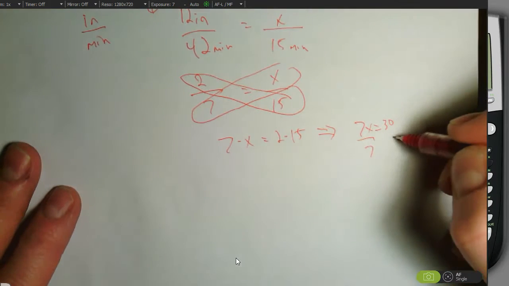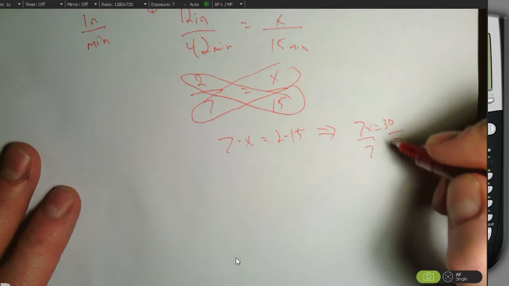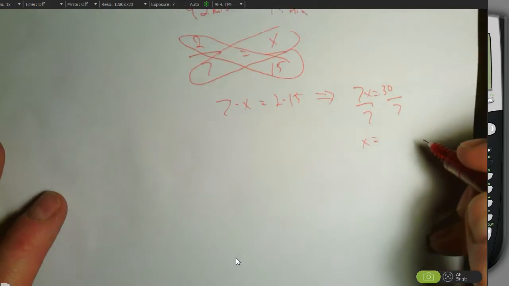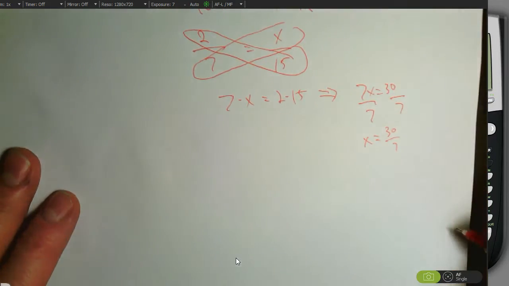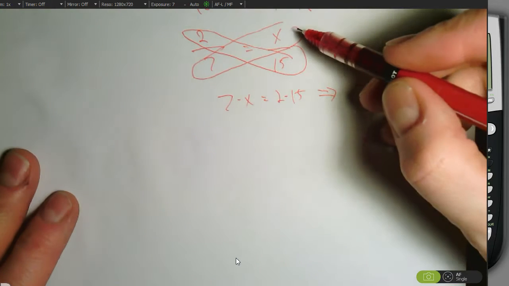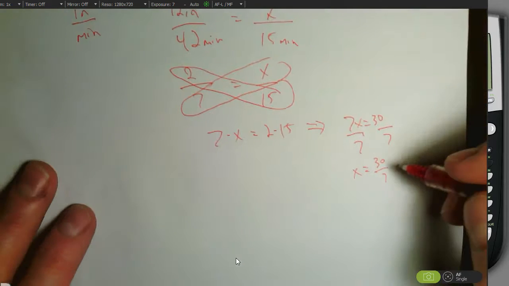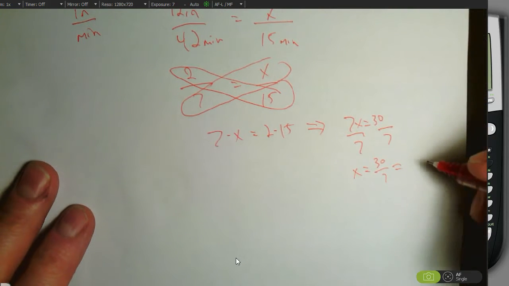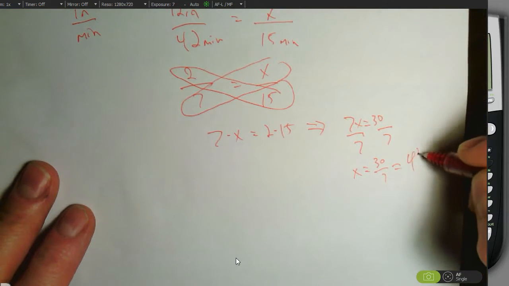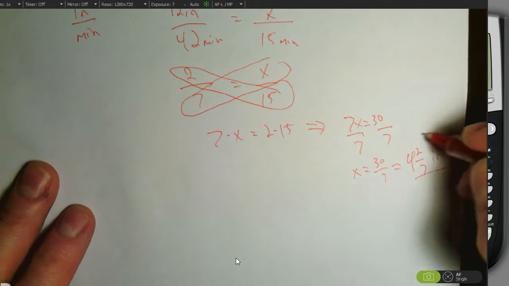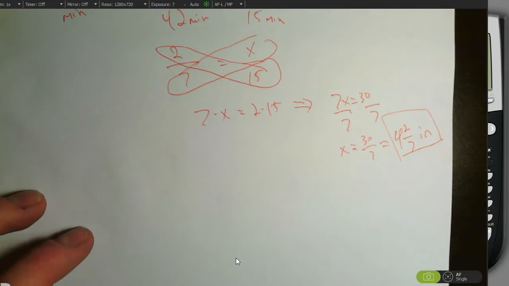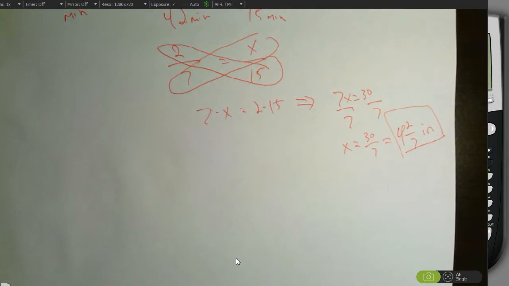Divide by 7, x equals 30 over 7. That's not any good for us though, because we're talking inches. Remember, that's what we're solving for, x inches over 15 minutes. So let's make this a mixed number. It's actually 4 2/7 inches in 15 minutes. Or you could throw it into the calculator and get a decimal approximation.